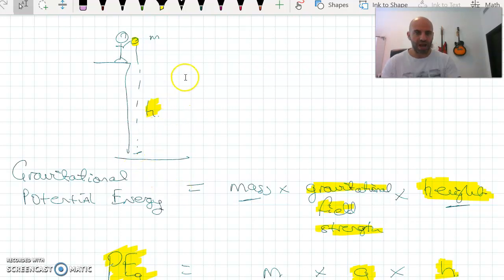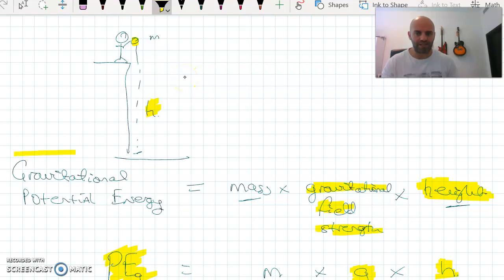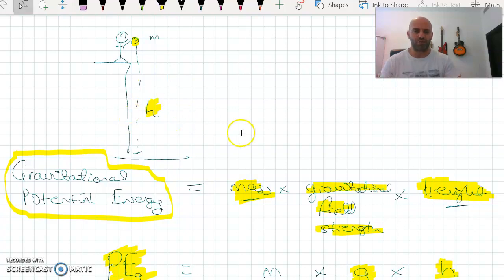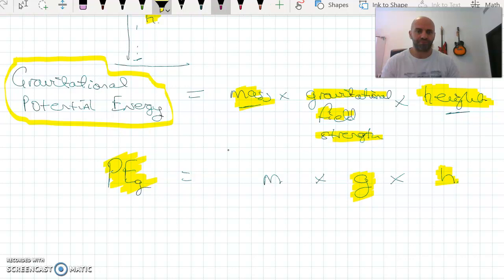So again, going back to gravitational potential energy, if you look at how it's calculated, gravitational potential energy is going to be the size of the mass times the gravitational field strength times the height that you are in that gravitational field. So basically we can draw a bit of a parallel here between this and what is going to happen in electricity.